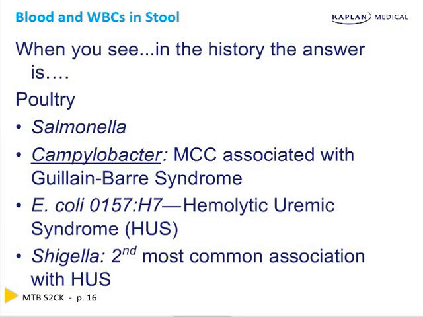So these associations are important, but they're not as important as the question: is there blood in the stool or white cells in the stool? Blood or white cells, either one or both, help you to know it's Salmonella, Shigella, Yersinia, Vibrio parahemolyticus. That's how you know. So the individual presentation is more important than the history of what you ate.